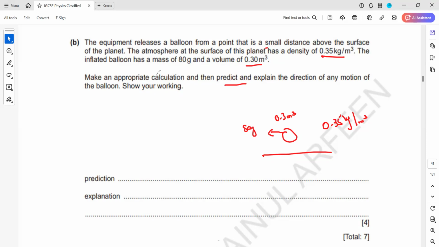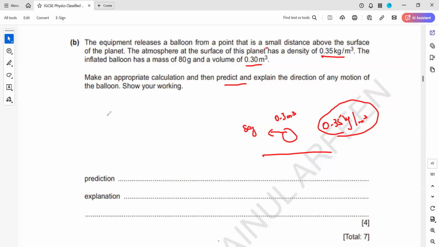How to predict the direction of the motion? If the density of the balloon is higher than the density of the atmosphere, it will sink, moving downward. If the density of the balloon is less than the density of the atmosphere, it will rise. So we have to work out the density of the balloon. The unit is important: the density of the atmosphere is in kilograms per meter cubed, so the density of the balloon should also be in kilograms per meter cubed.